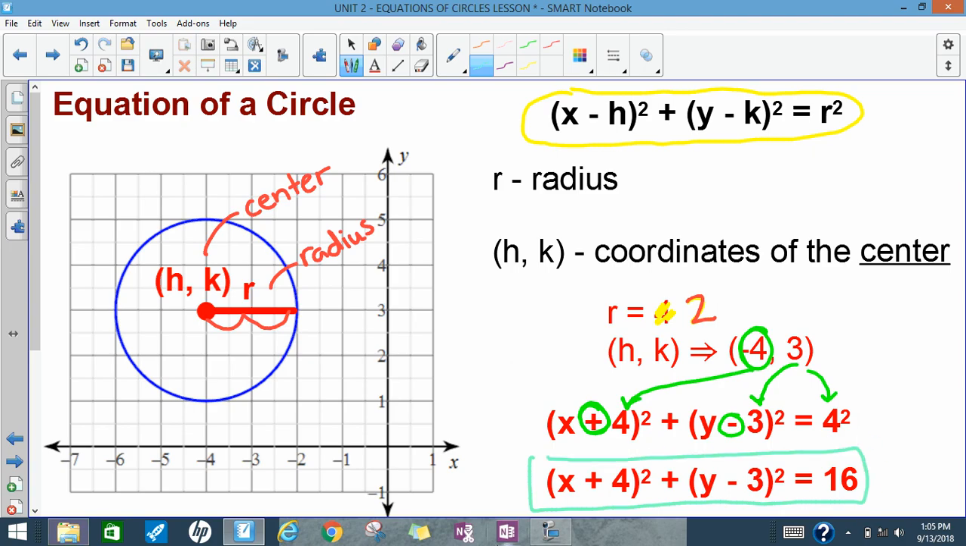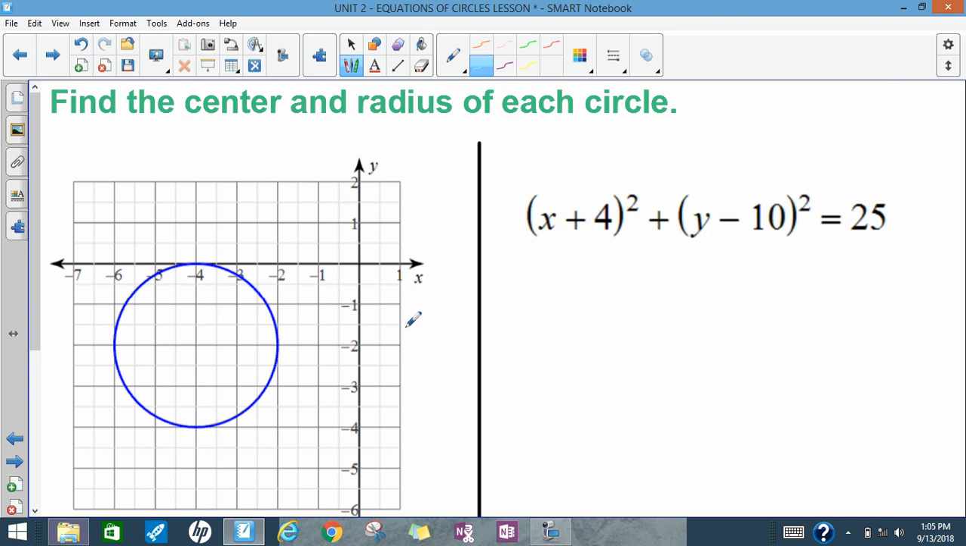So let's try a couple. Here we just want to find the center and radius of each circle. So for the first one, I can go to the middle, and my center is (-4, -2). And then I can find my radius just by counting from the center to the circle, and again my radius is 2.